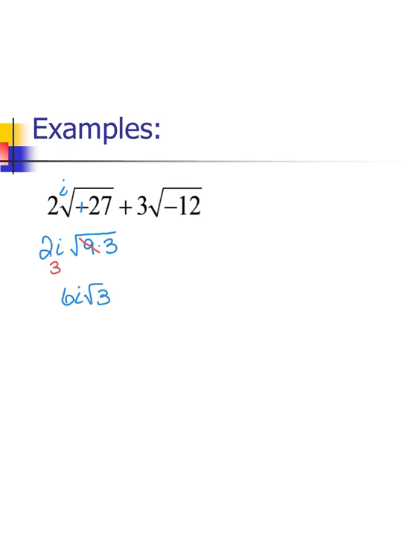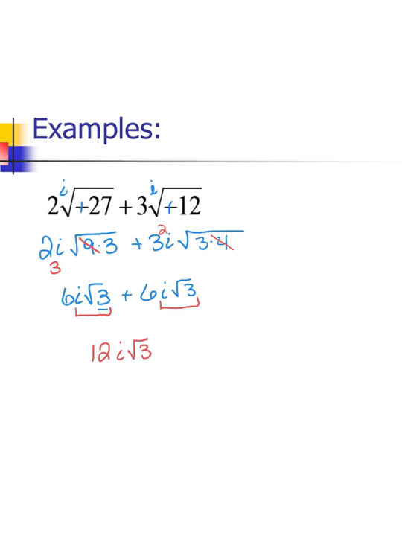Now when I go to the second radical, again, make that positive, put an i in front, so I have plus 3i. And for my radical, since I have a 3 here, I'm hoping to get a 3 here, so how about 3 times 4? The square root of 4 is 2, so this becomes also 6i radical 3. Now, because the i radical 3's are the same, we're going to add 6 plus 6 is 12, and then we're going to write the i radical 3. If they didn't both have an i, you could not add them. If they both weren't radical 3, you could not add them.